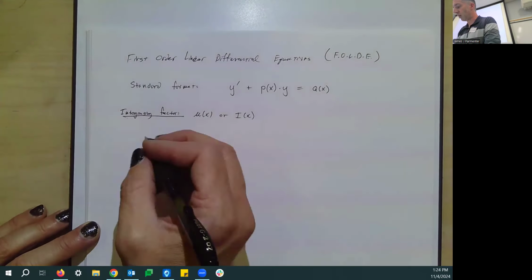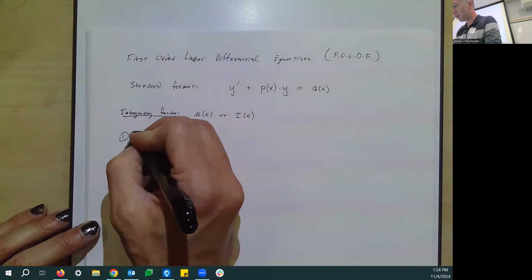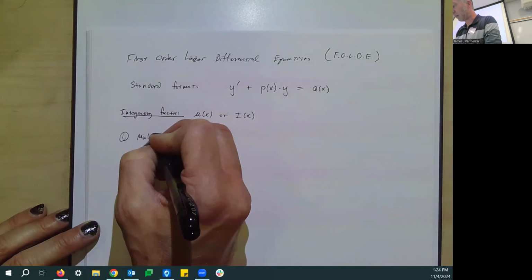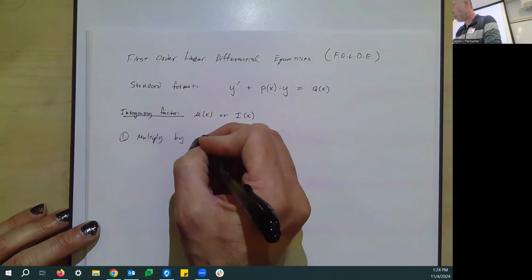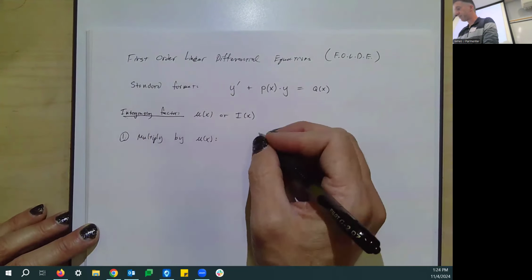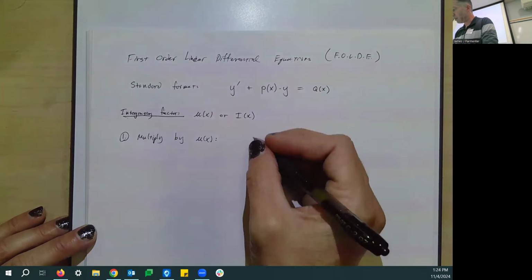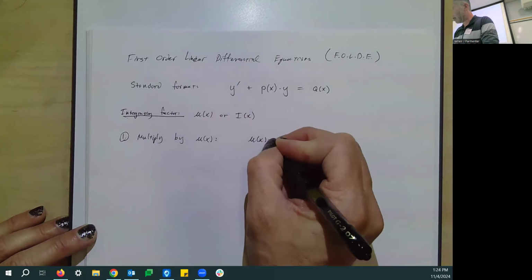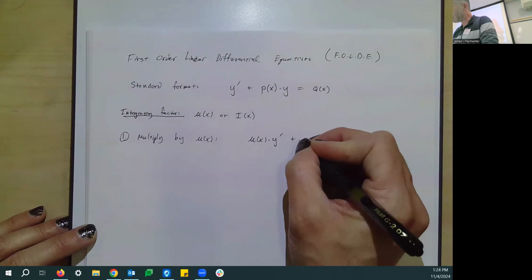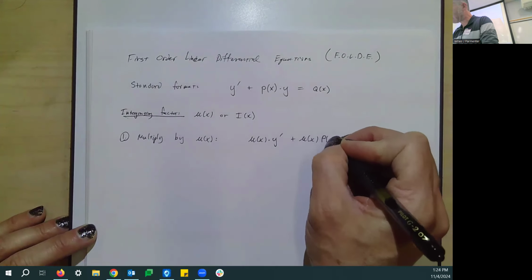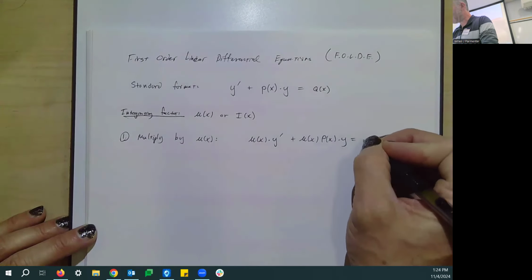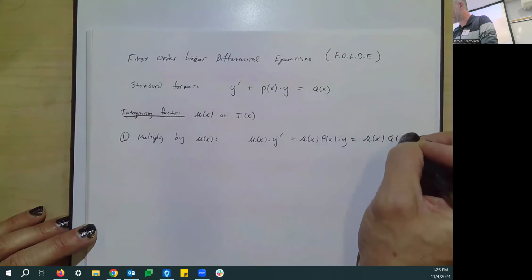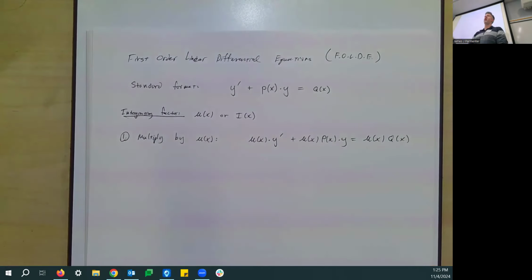So here's the idea. We're going to multiply the whole equation by the integrating factor, so multiply by mu of x. So we're going to get, and I want to write this out very specifically, mu of x times y prime plus mu of x times p of x times y equal to mu of x times q of x. Here's what we want to happen, which is going to happen every time. We want the left-hand side to look like we took the derivative of a product.